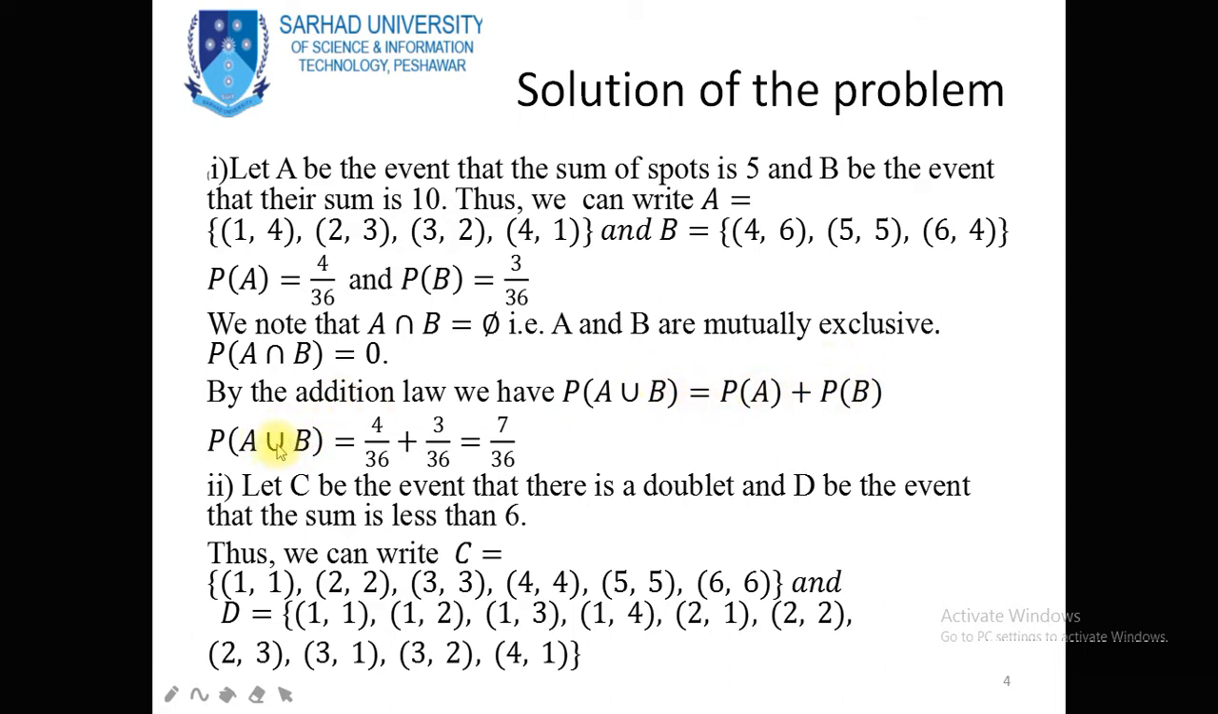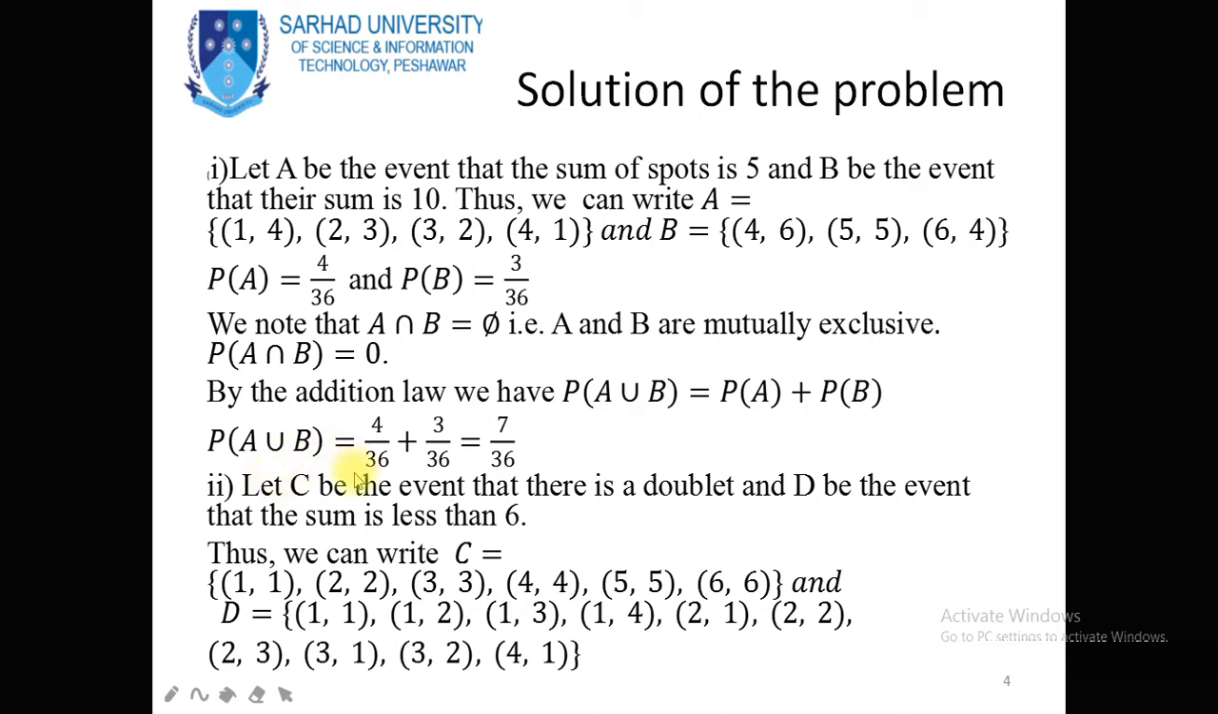So probability of A union B is equal to, putting the value of probability of A, 4 by 36, and probability of B is 3 by 36. Now after adding we have 7 by 36. So this is the probability of A or B, where A is the event which contains the outcomes when the sum of these parts is 5, and B is the event when the sum is 10. So the probability of A or B is the probability that the sum is either 5 or 10.